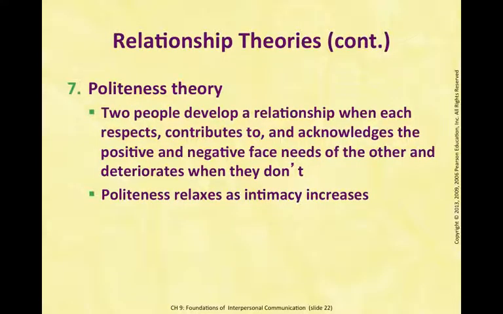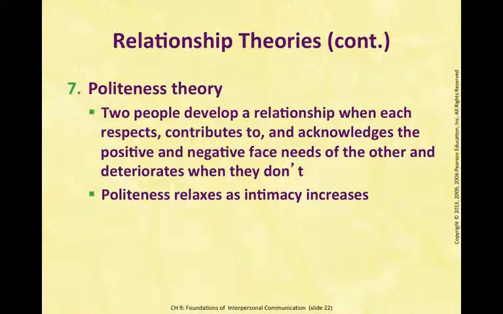So the next theory is the politeness theory, and it goes like this. We develop relationships and have an easy time maintaining them when we respect each other, when we contribute to and acknowledge the positive and negative face of the other. When we don't acknowledge the positive and negative face of our partner, our relationship will deteriorate. The problem with this theory is that politeness relaxes as our intimacy increases. And really it shouldn't, right? What we all want is for our politeness to increase as the intimacy increases. Herein lies the major flaw with most marriages these days: we cannot maintain our politeness. In fact, our politeness decreases as we get to know that person more. We forget to say please and thank you. We forget to go out of our way for them. And that's really something that needs to be changed as a society.